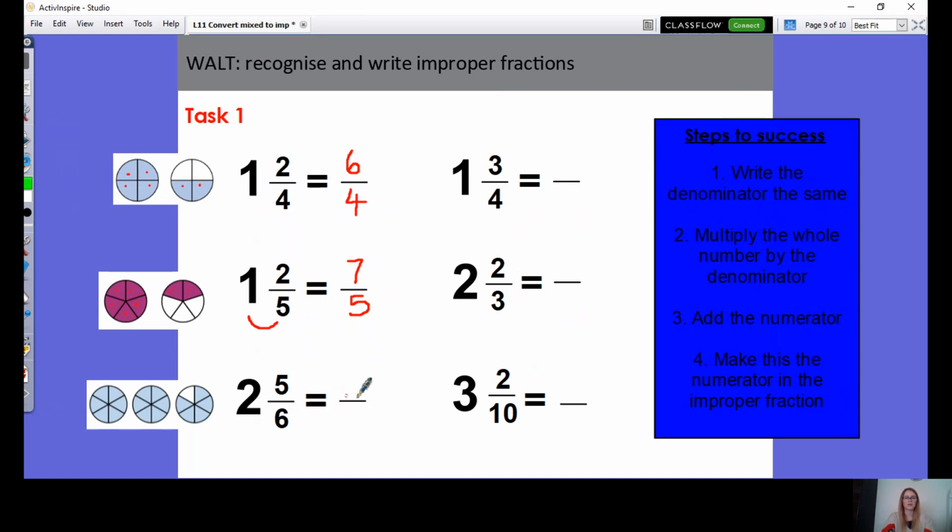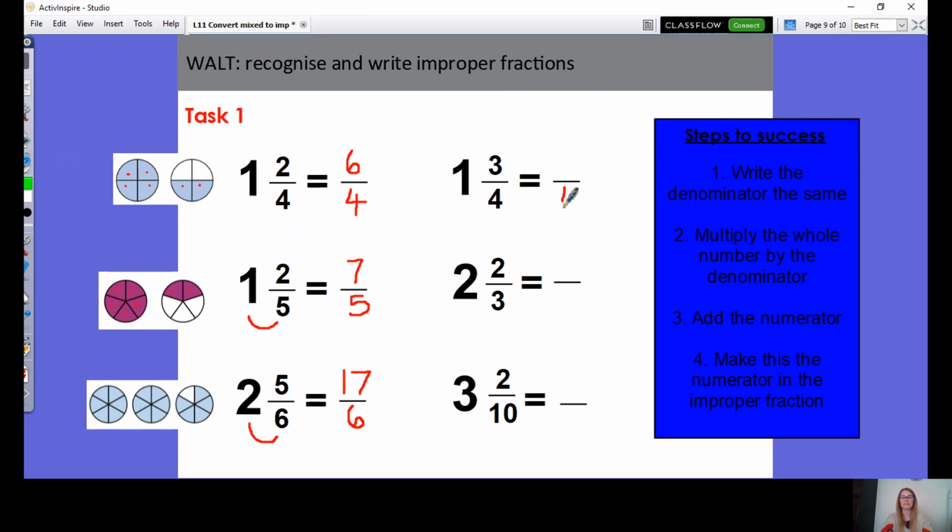And the next one. So I'm going to put my denominator in first, which is 6. There are 6 parts. And then I can do my multiplication. 2 times 6 is 12. And then 12 add 5 is 17. Right, fantastic. Hopefully you've managed to get those ones right so far because you had the pictures to help you. So let's see if you managed to do the next ones just using the steps.